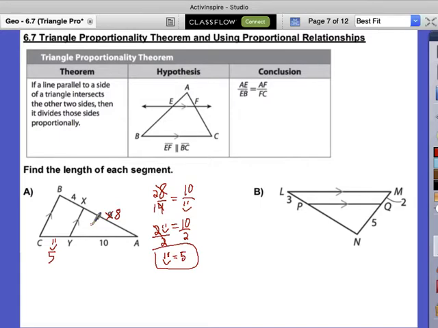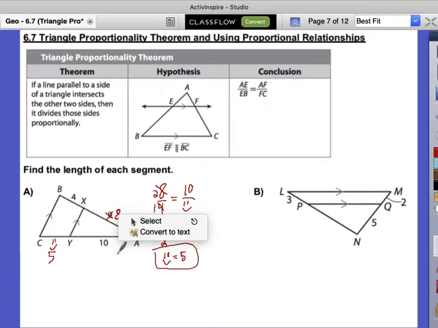A good way to look at this, guys, is as this is divided proportionally on these two sides. 4 to 8. How do you go from 4 to 8? Double it. Multiply by 2. How do you go from 5 to 10? Multiply by 2. So same concept here. 4 to 8, double it. 5 to 10, double it.